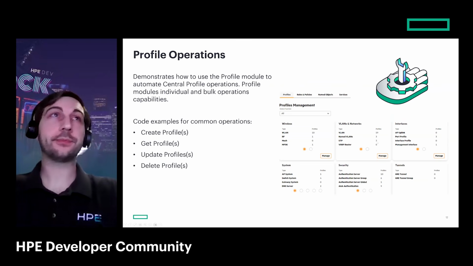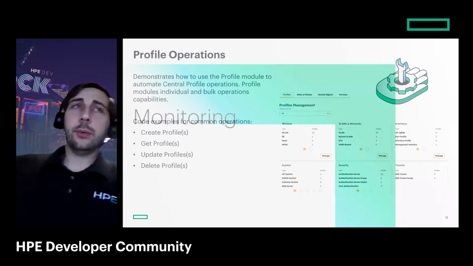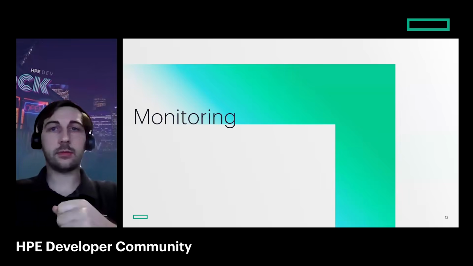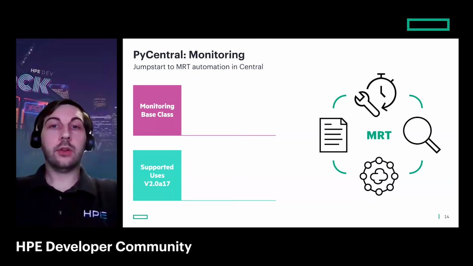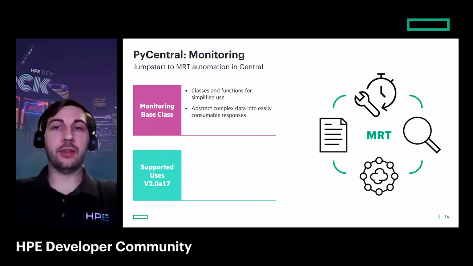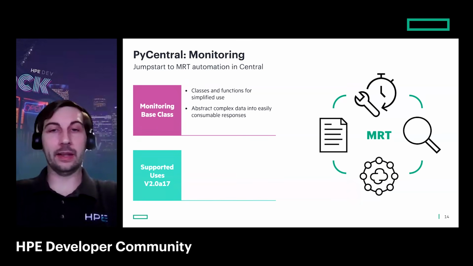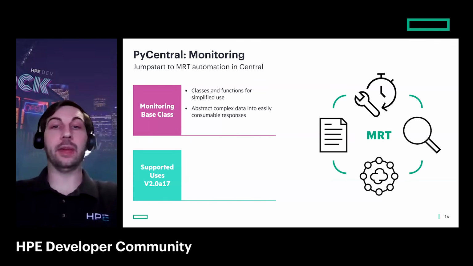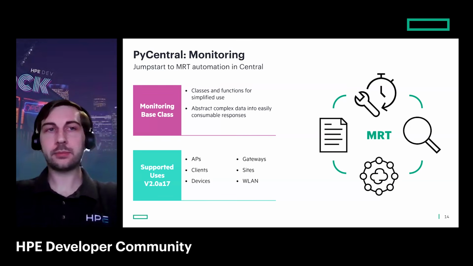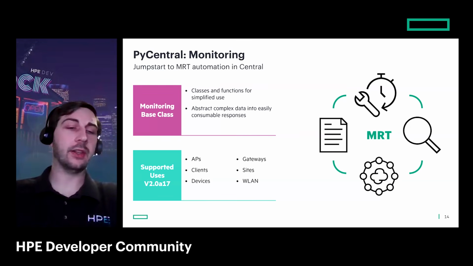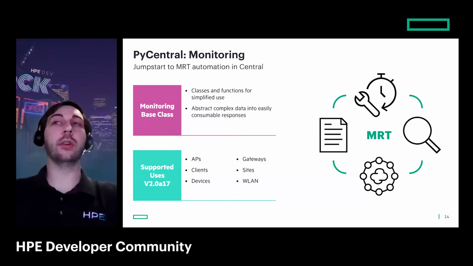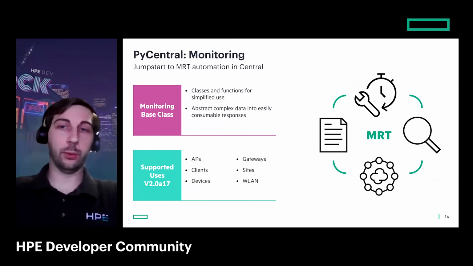back to our slides. So we talked a little bit about configuration. Now I wanted to talk a little bit about monitoring. PyCentral supports a suite of monitoring APIs featuring functions that abstract the handling of monitoring data. The features include functions for monitoring capabilities to receive data from APs, clients, gateways, sites, and even WLAN. Monitoring is one of the most popular use cases for network automation. So we wanted to make sure that we really had everything covered and it works really well.